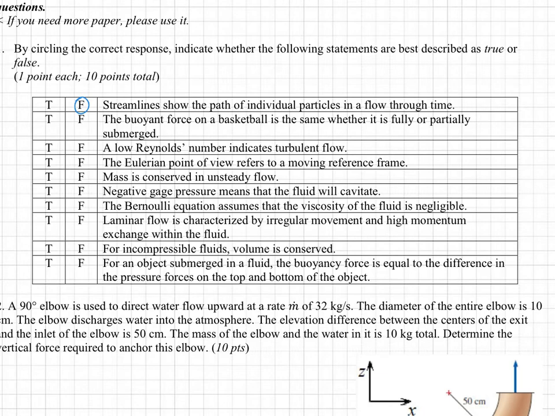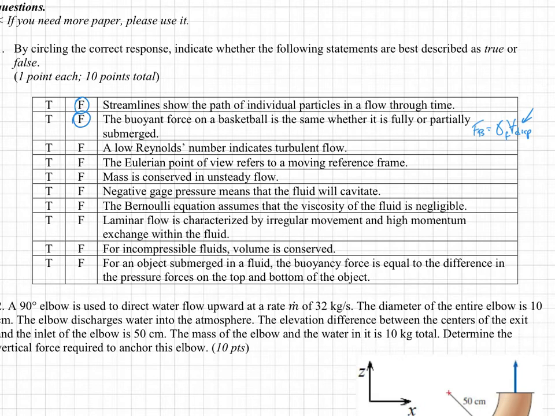This is false, and it's because the force of buoyancy equals, usually it's written as gamma times the volume displaced, and this is the gamma of the fluid. Of course, if the volume displaced changes, then the buoyant force will change. So if it is fully or partially submerged, there will be less or more displaced fluid. So this is false. Okay, low Reynolds number indicates a turbulent flow.